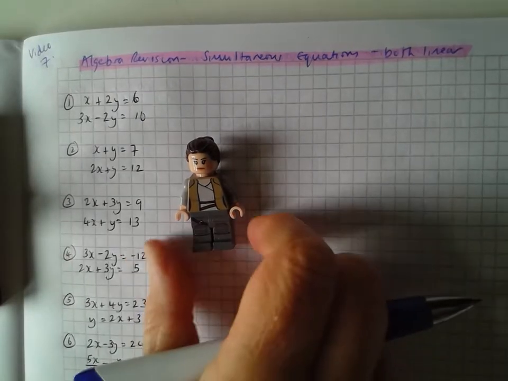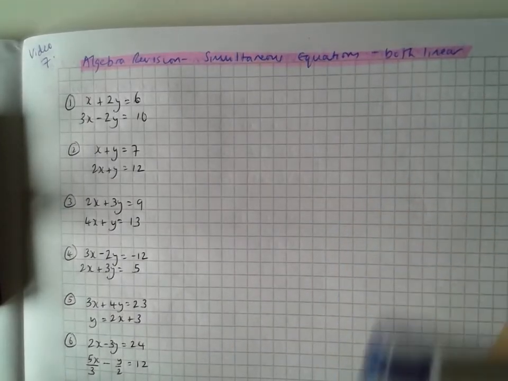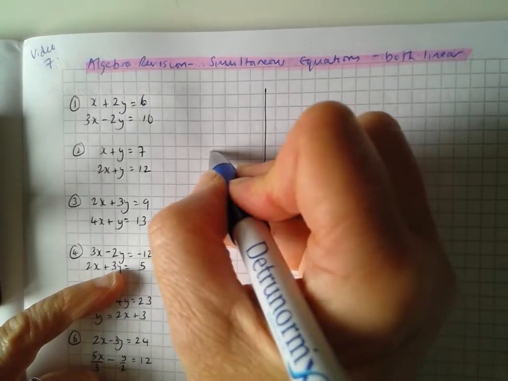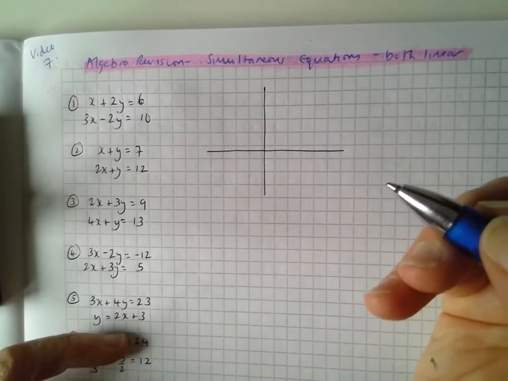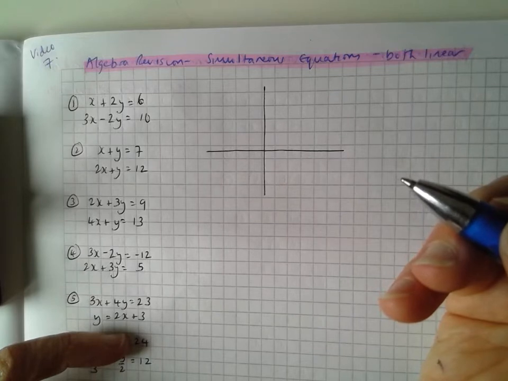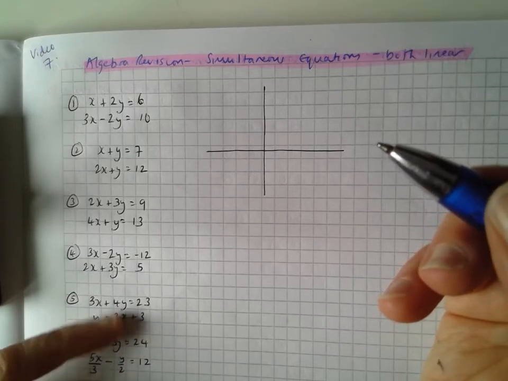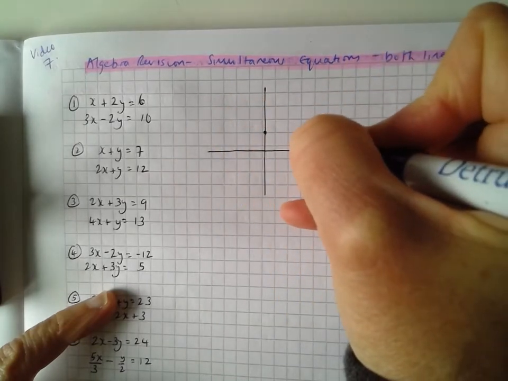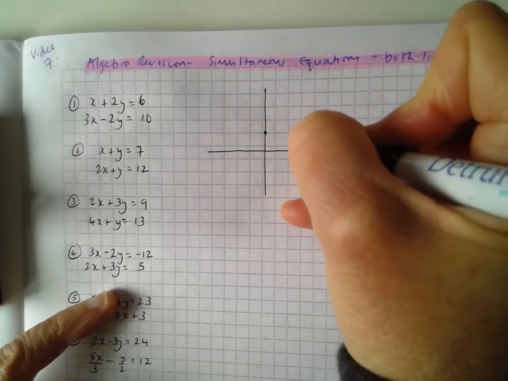So this kind of links in with coordinate geometry, and if you remember from your coordinate geometry, if we have a set of axes, we've got the line x plus 2y equals 6, which is when x equals 0, y equals 3, so something like this, and 6, 0, which is something like this. So this is one line.